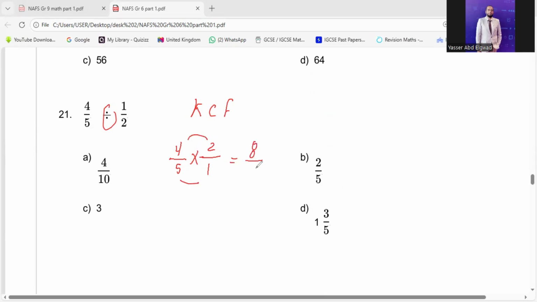So the answer is 8 over 5. Now, how to put it as a mixed number? Here is the improper fraction. How do we put it as a mixed number?